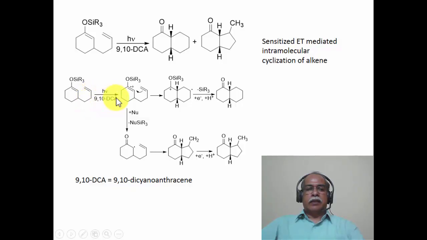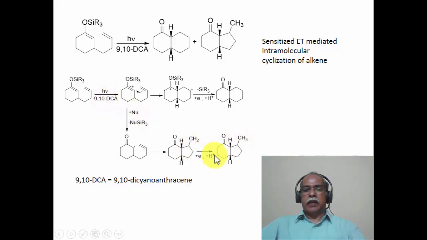In the presence of a nucleophile like a solvent methanol or something, the trimethylsilyl group can be removed to generate the corresponding radical. This radical can undergo a 5-exo cyclization to produce the corresponding CH2 radical, for example. The CH2 radical is now accepting an electron from the reduced dicyanoanthracene to give the corresponding anion, which is protonated to give this particular methyl group here.